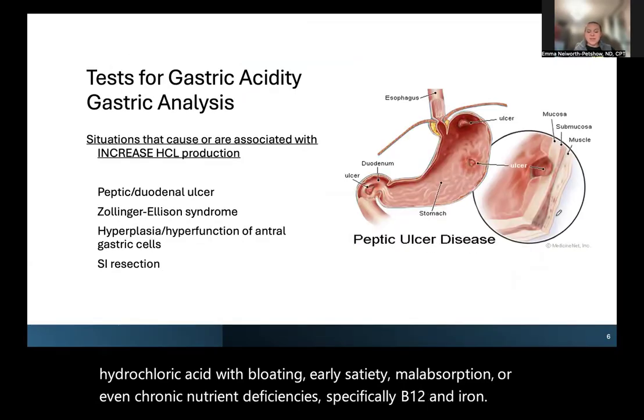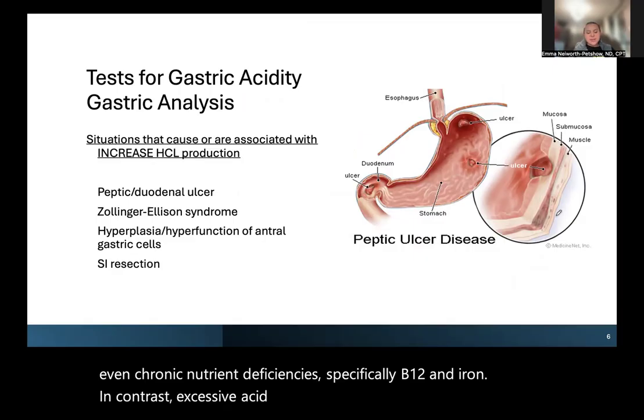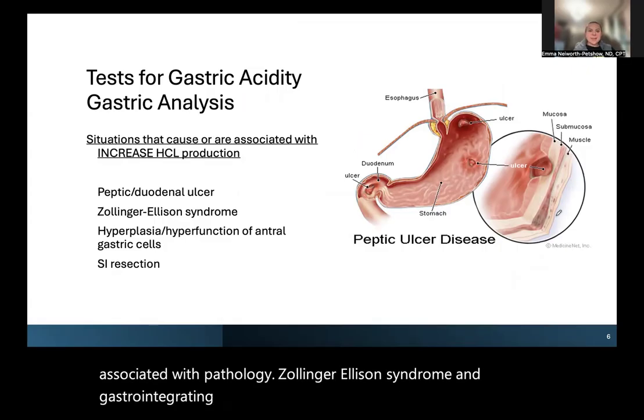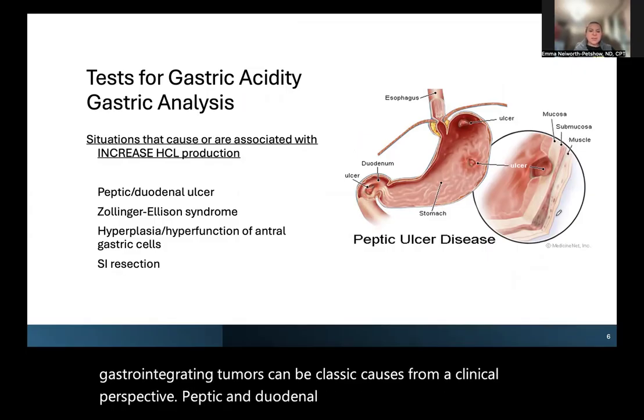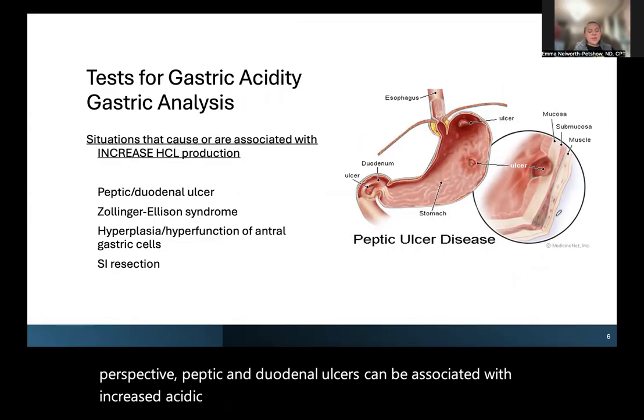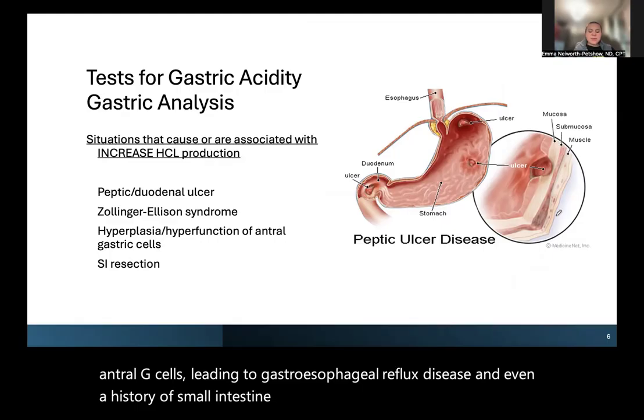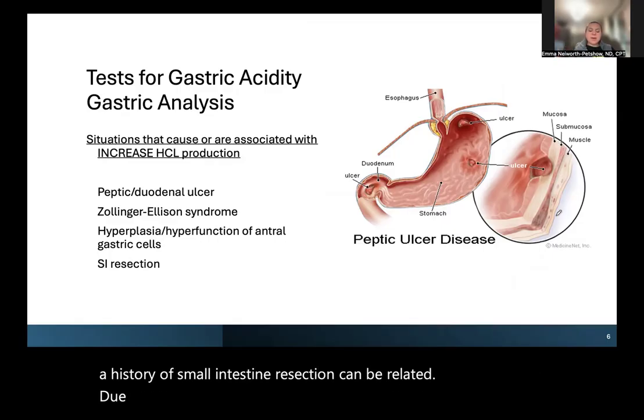In contrast, excessive acid production, when present, is usually associated with pathology. Zollinger-Ellison syndrome and gastrin-secreting tumors can be classic causes from a clinical perspective. Peptic and duodenal ulcers can be associated with increased acidic output. Another cause is hyperfunction of the antral G cells, leading to gastroesophageal reflux disease, and even a history of small intestine resection can be related due to altered feedback regulation of gastrin and acid secretion.